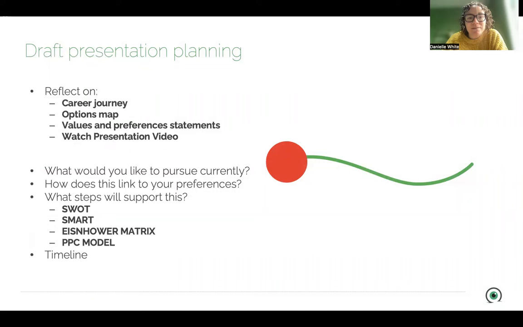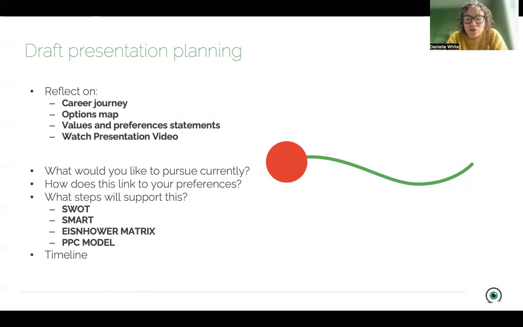and the presentation video. So watch the presentation video from last week to understand what sort of tools might be useful for you. And the tools are just written down at the bottom there. So you've got the SWOT, SMART, Eisenhower, PPC model. You've also got social networks as well, that you might want to do, and the timeline. So the timeline was what you did for your homework last week.